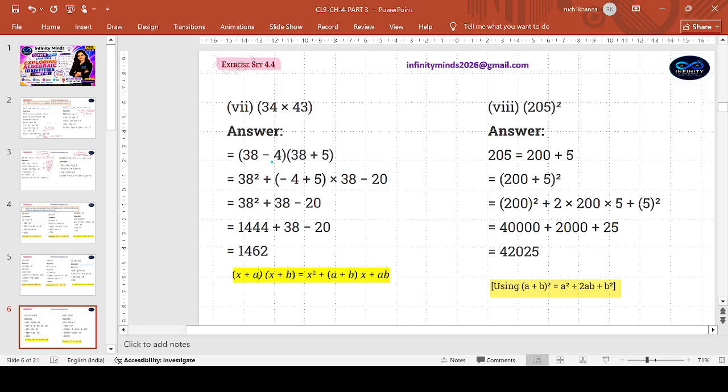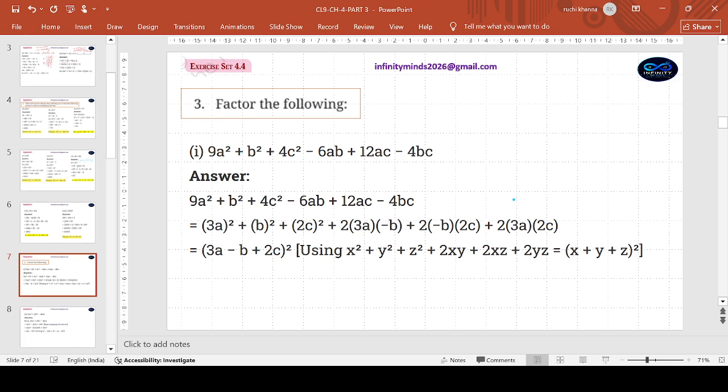Again, (x + a)(x + b). 38 square minus 4 and plus 5 is (a + 1)(38 - 20). 205, 200 plus 5. I have just moved on because I really feel that's very simple and repetitive for you to practice.